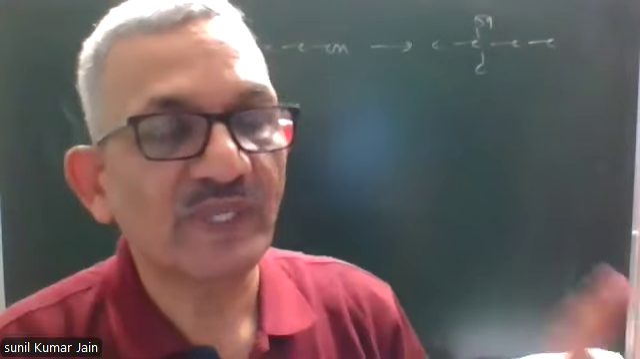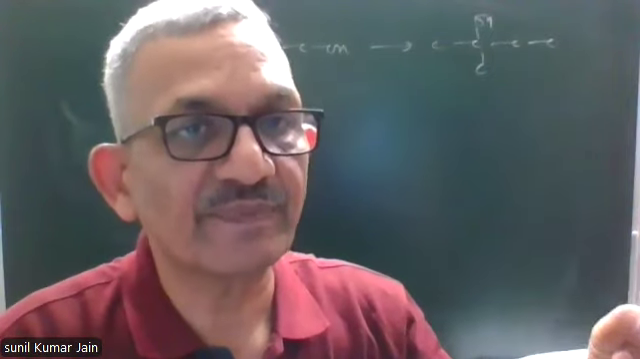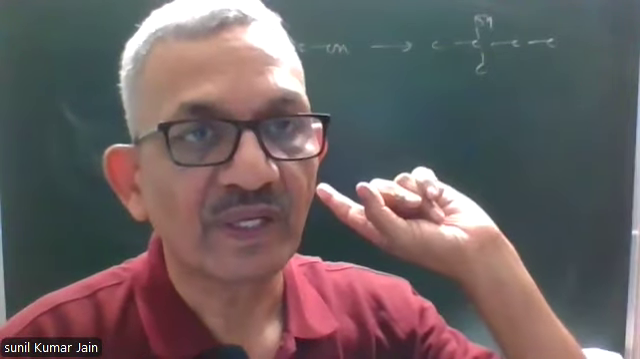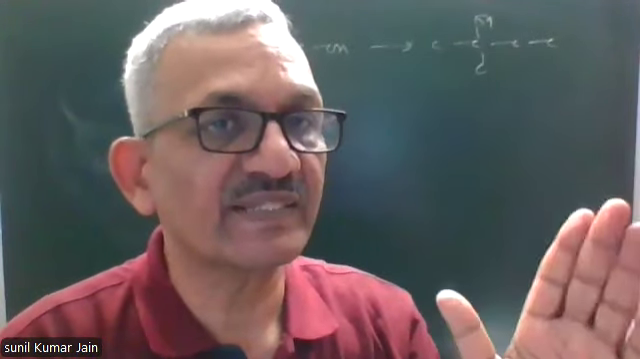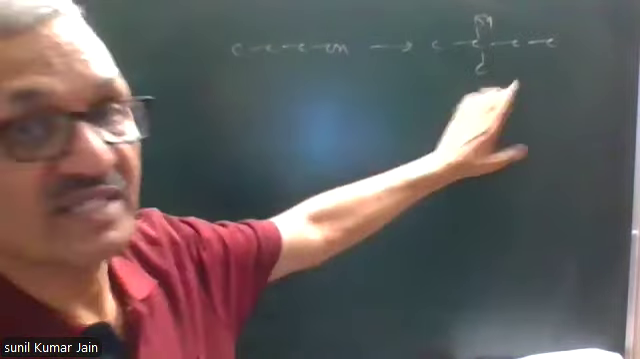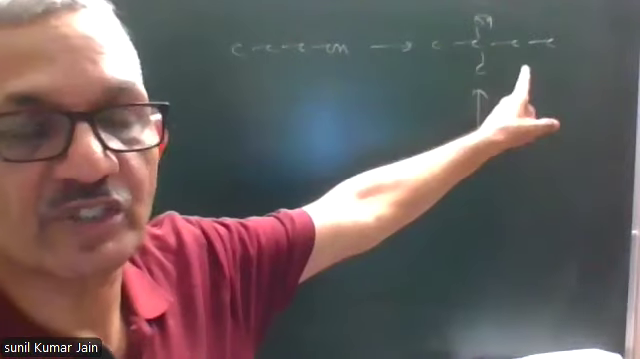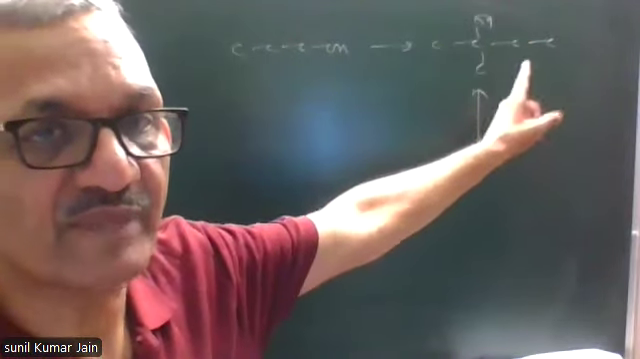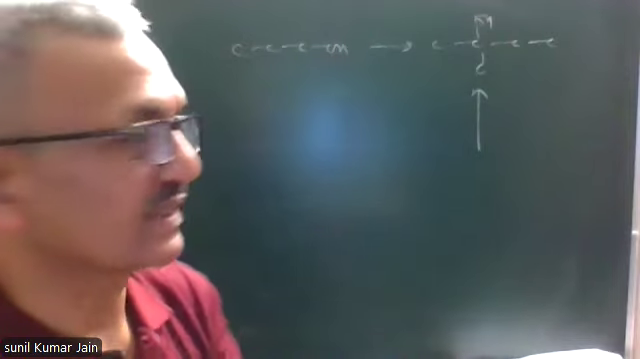I told you earlier as well, whenever we want to prepare an alcohol which contains more number of carbon atoms than the starting metal, most likely you'll have to use the reaction between Grignard reagent and a carbonyl compound. Now, in this case, we are preparing a tertiary alcohol. The last step will be the reaction between a ketone and Grignard reagent.